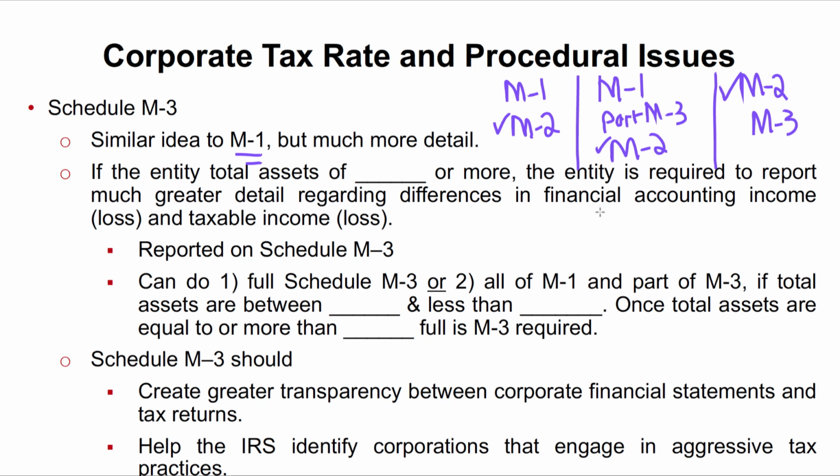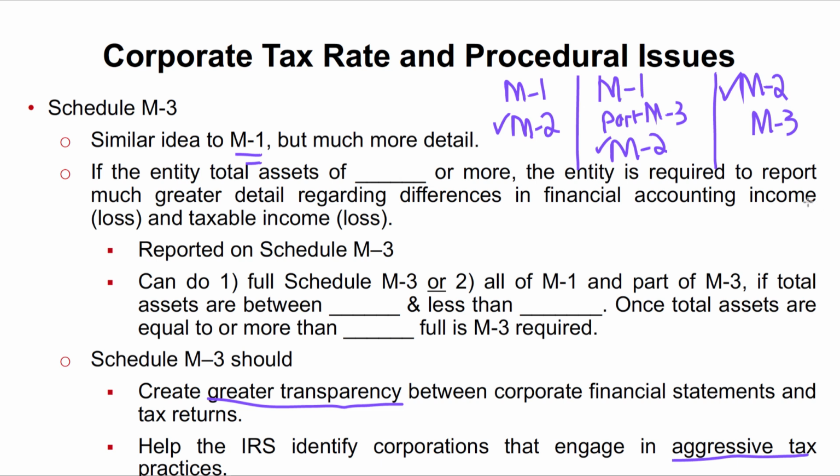The idea, though, is the M3 is much more detailed. So it's even greater transparency between the corporate financial statements and tax returns. And it helps the IRS identify corporations that engage in aggressive tax practices. So it's basically the M1, but even more detail. You just don't lump certain things together like you do with the M1.